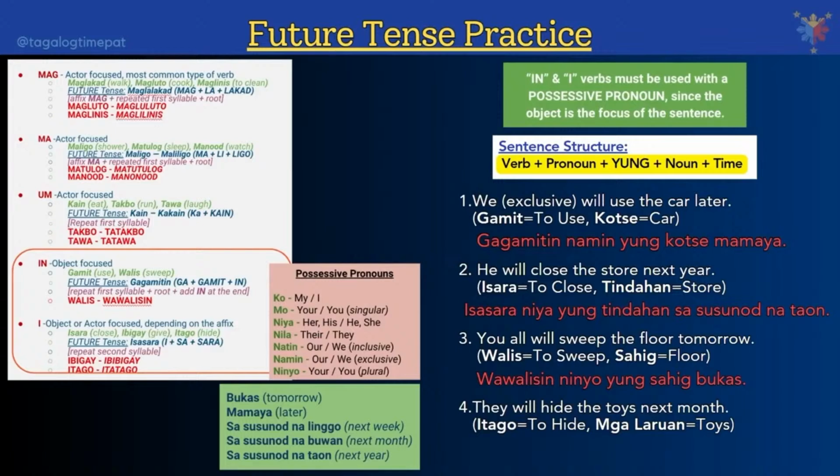And lastly, number 4, they will hide the toys next month. Itago means to hide. Mga laruan means toys. Itatago nila yung mga laruan sa susunod na buwan. So these are just some examples on how to use the future tense conjugation of these verbs. And it gives a good practice on how to use this sentence structure where the verb comes first, then it's the pronoun, and then sometimes an object, and then the time goes at the end. So hopefully you can recognize this pattern when you hear native Tagalog speakers speaking Tagalog.